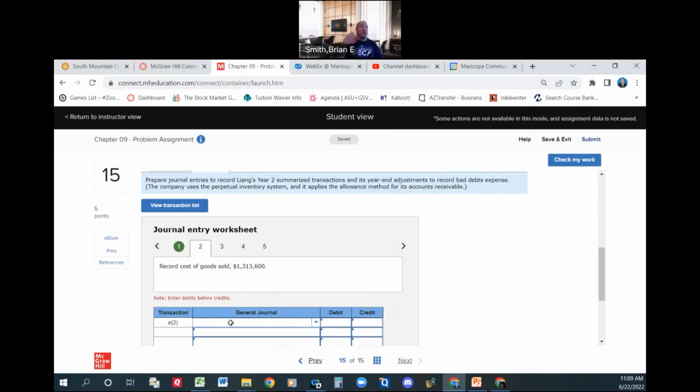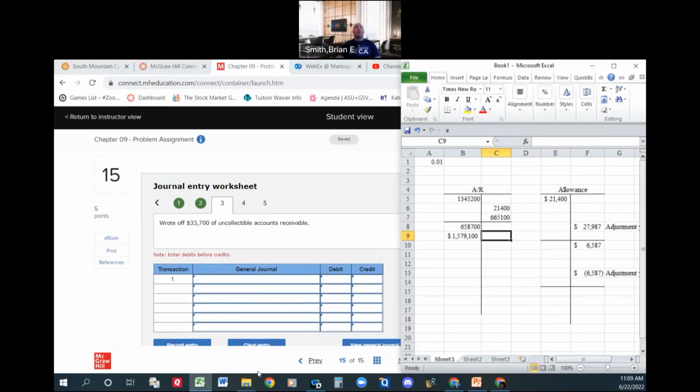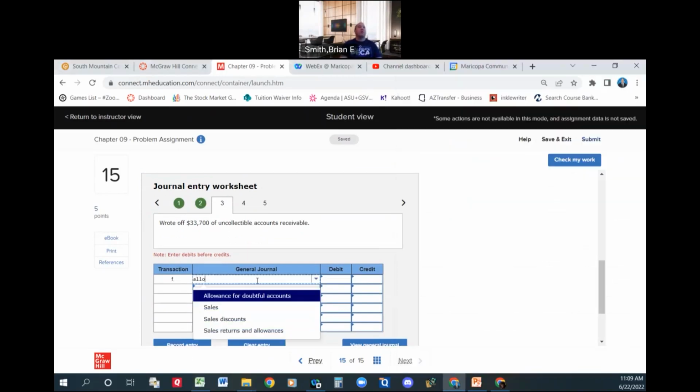Record the cost of goods sold of the sales. So cost of goods sold, 1,313,600. And we're going to credit the merchandise inventory, the same amount. Sorry, I'm kind of up a little too high there. All right. Write off $33,700. So we're going to write off $33,700. Okay, debit to allowance account, $33,700. Credit accounts receivable, same amount.